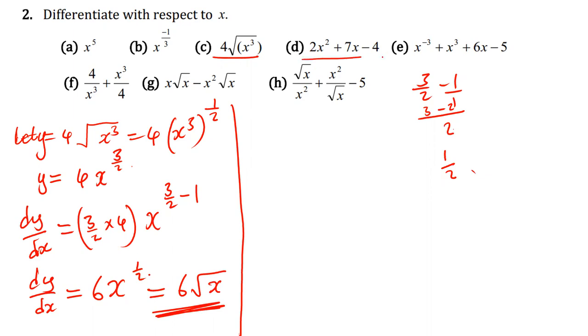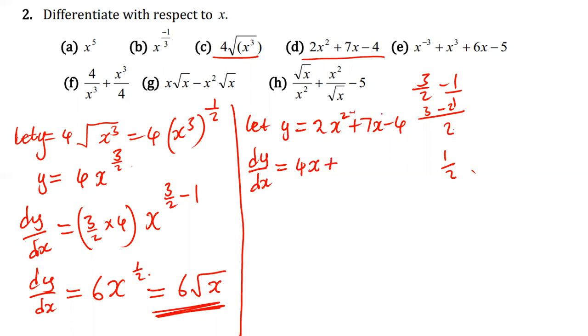Let's look at this one. This one, we're also going to say let y be equal to 2x squared plus 7x minus 4. So how do you differentiate this one? It's also simple and straightforward. We say dy dx is equal to 2 times 2, the answer will be 4. We say x, 2 minus 1, the answer will be 1. So x to the power 1 is simply x.